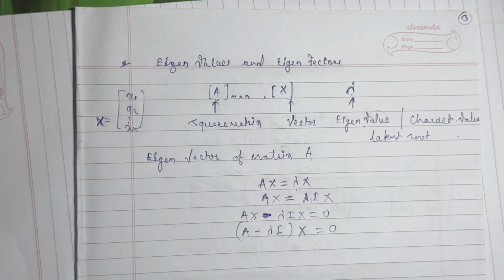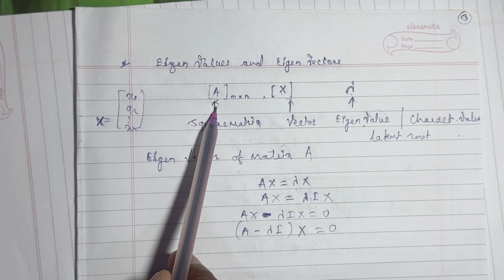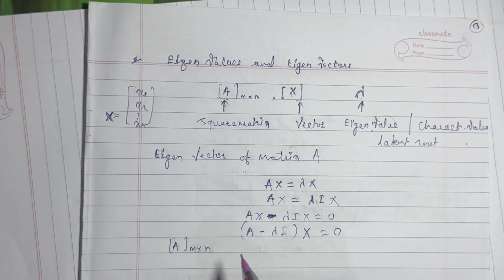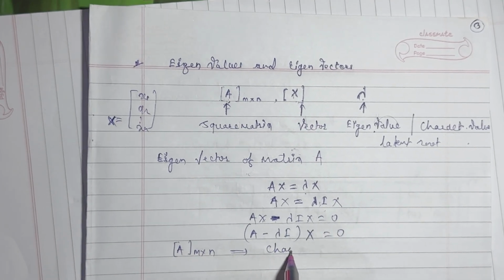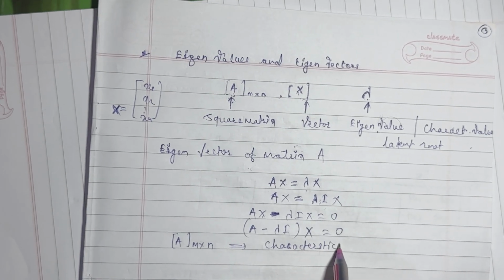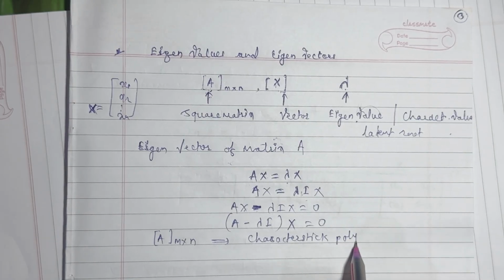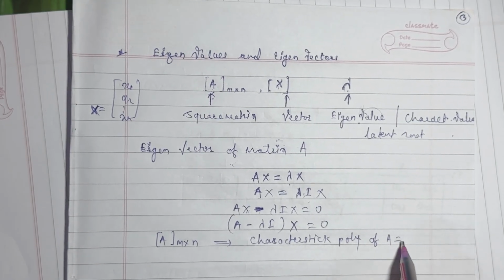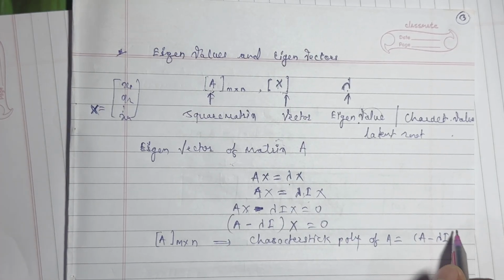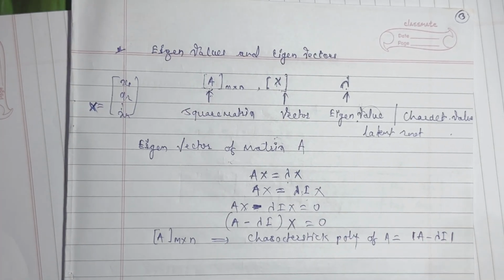So if A is a square matrix, then we define the characteristic polynomial of the matrix A. If A is a square matrix of order n by n, then we write the characteristic polynomial of A as A − λI. This one is the characteristic polynomial of A.